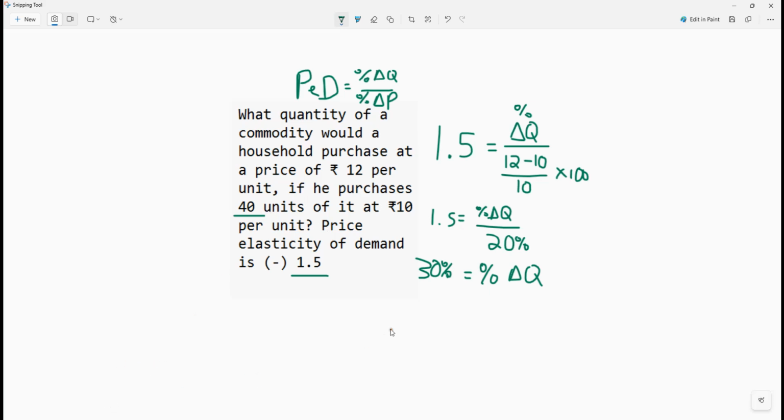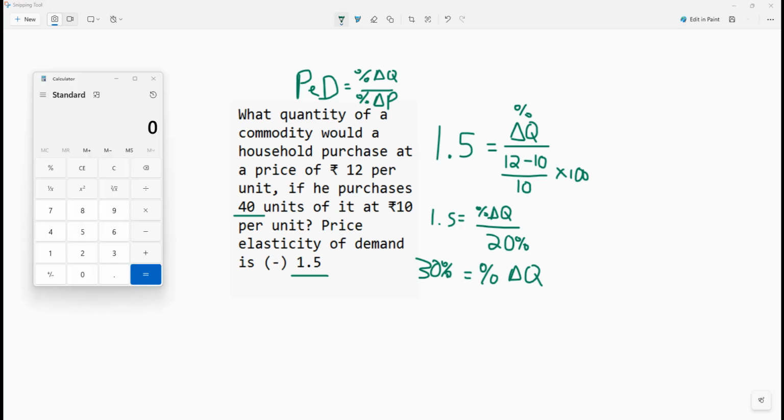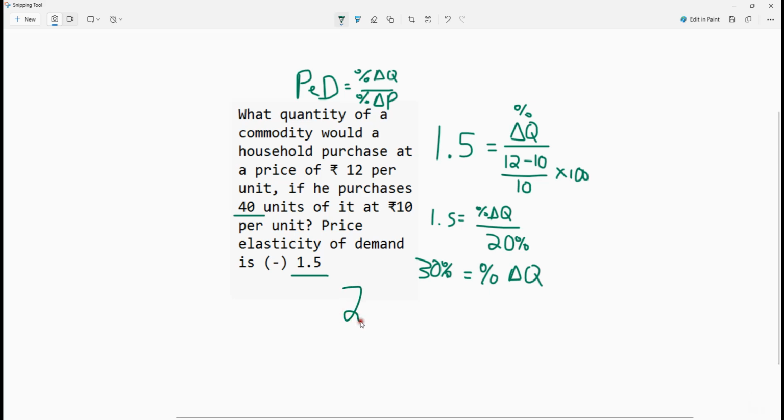You've got a couple of options here. You could multiply 0.7 times 40, because that's 70% of 40. You could take 10% off 3 times. I'm just going to take 70% of 40, which is 28. So 28 is the total quantity that the consumer would purchase when the price is 12 rupees.